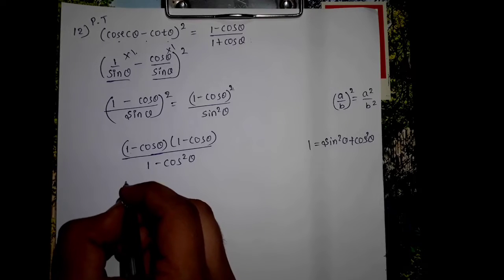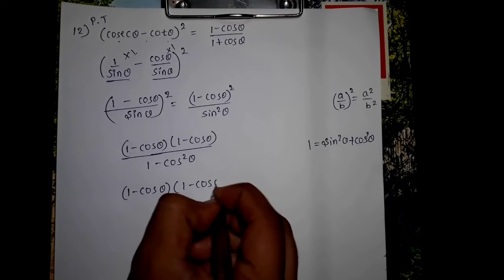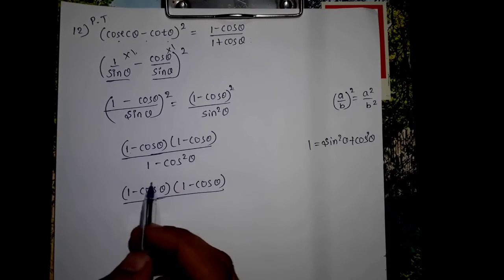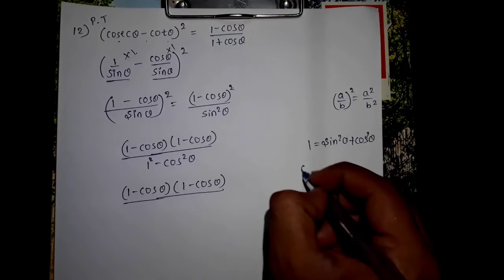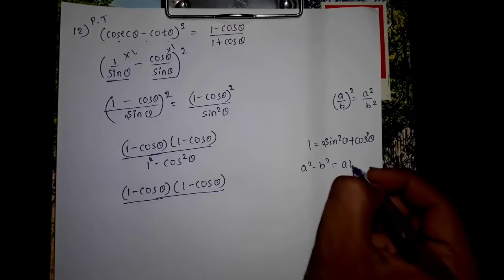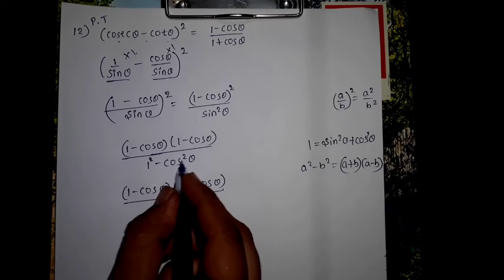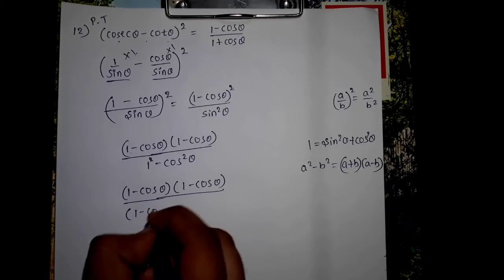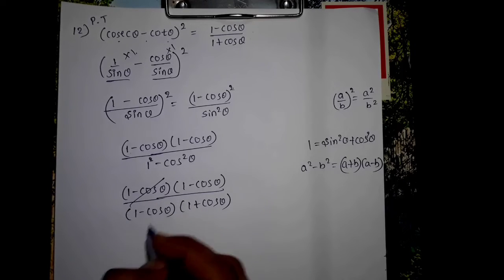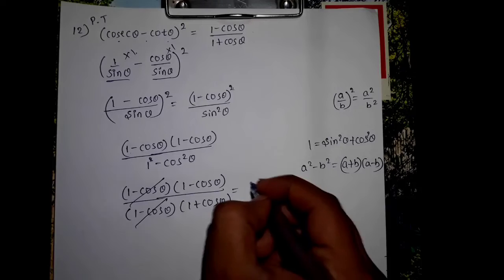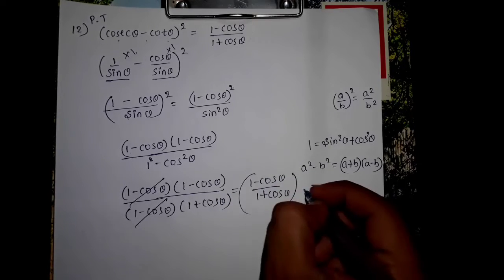Of course. Again (1 − cosθ) into (1 − cosθ) divided by, now watch carefully, isn't it in the form of a² − b²? What is a² − b²? Nothing but (a + b) into (a − b). Now I will substitute: 1² − cos²θ can be written as (1 − cosθ) into (1 + cosθ). Here (1 − cosθ) and (1 − cosθ) get cancelled. What remains? (1 − cosθ) divided by (1 + cosθ). Therefore, thus proved.